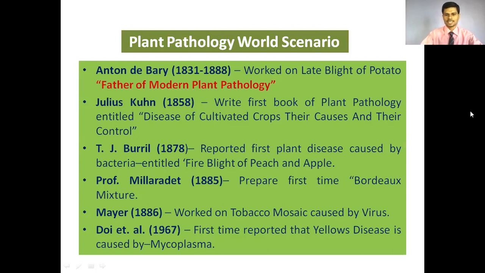Then Professor Millardet was the first to prepare the Bordeaux mixture. This Bordeaux mixture is actually a combination of copper sulfate and calcium hydroxide, which is used as a fungicide and acts against downy mildew and powdery mildew which fall on vine or other fruit orchards. Then scientist Mayer worked on tobacco mosaic caused by a virus.